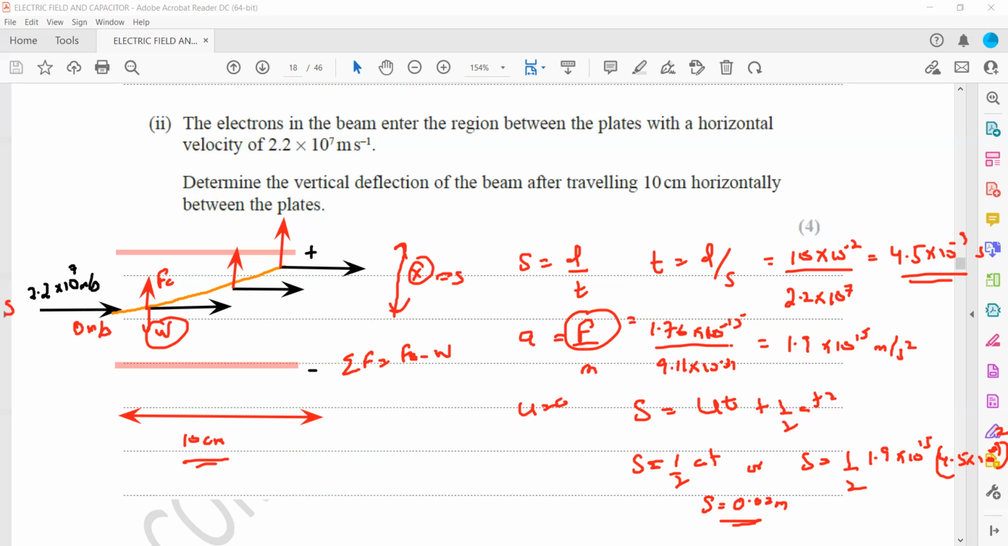Is it clear? Any question? If you want me to repeat any part, just let me know and I'll repeat that.